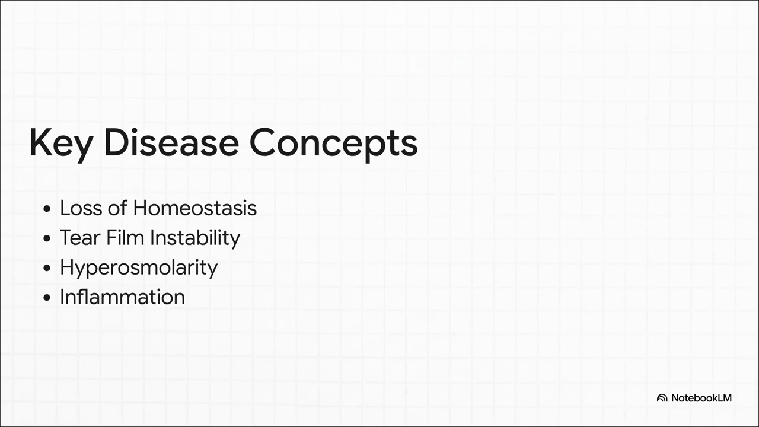So let's just boil that big definition down to what really matters. We're looking at 4 huge problems going on at once. First, a loss of balance, or homeostasis. Second, an unstable tear film that just can't do its job of protecting the eye. Third, hyperosmolarity, which is just a fancy way of saying the tears are too salty. And finally, you've got underlying inflammation that just keeps driving this whole vicious cycle.